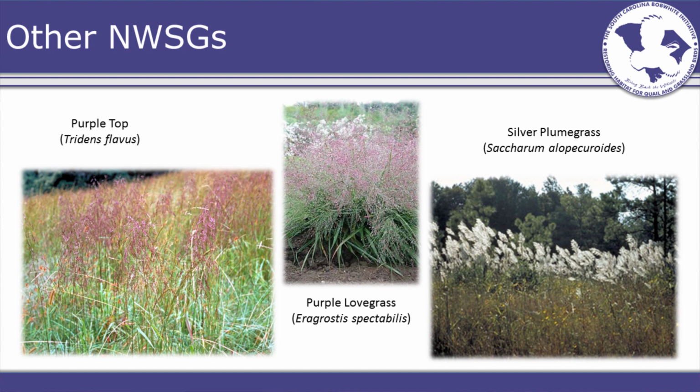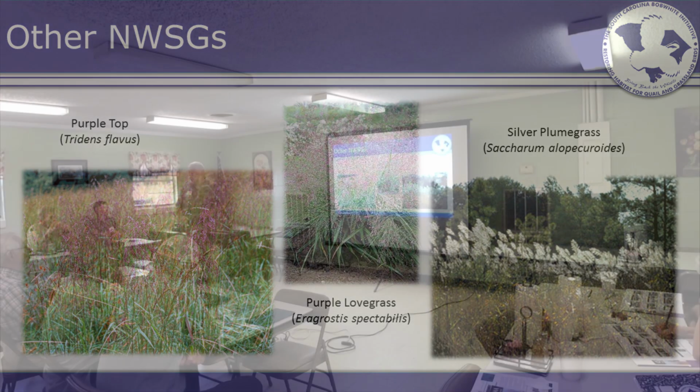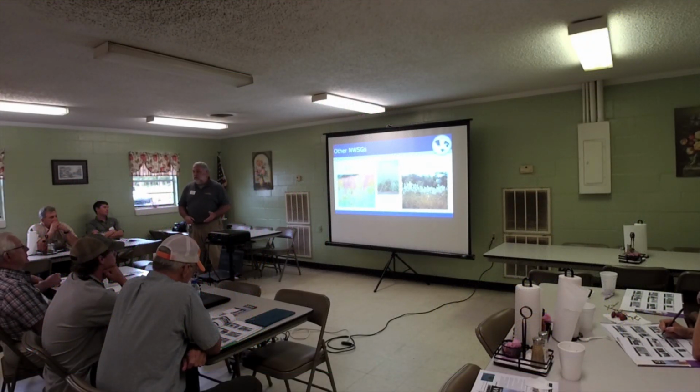Plume grasses, we'll see some of those today. The giant plume grass is one that you'll see growing in ditches alongside the road. But we have some that grow on drier soils, and this one in particular, Alopecuroides, the silver plume grass, is pretty common in dry soils.